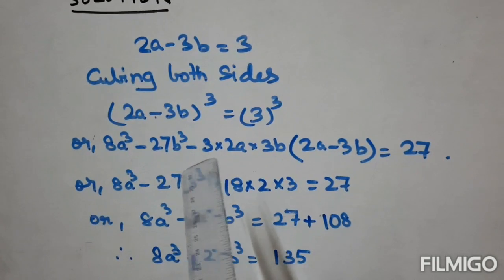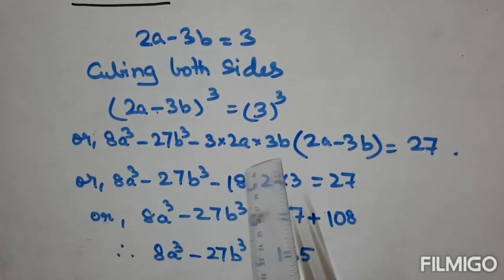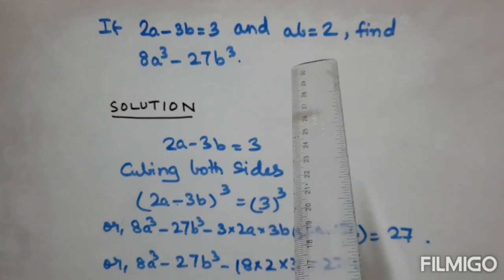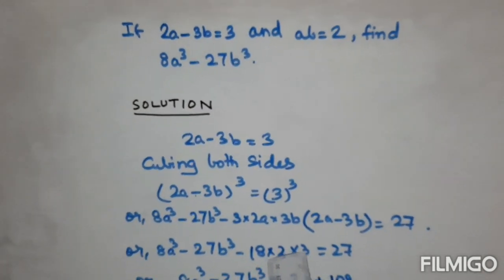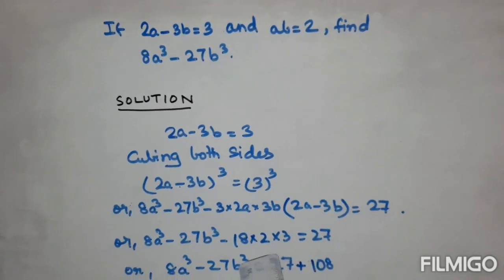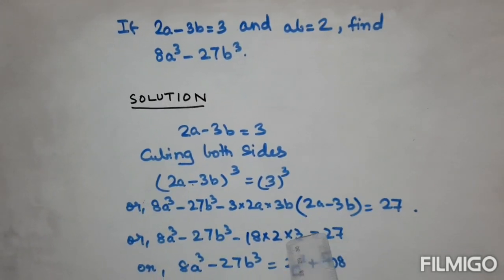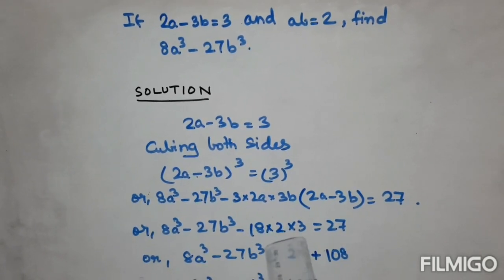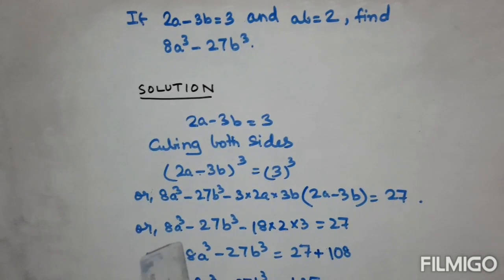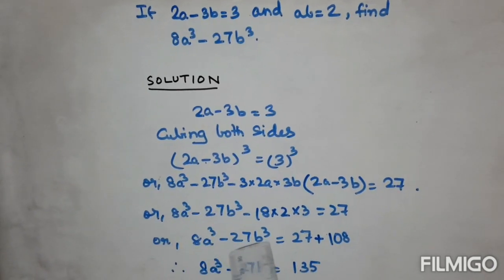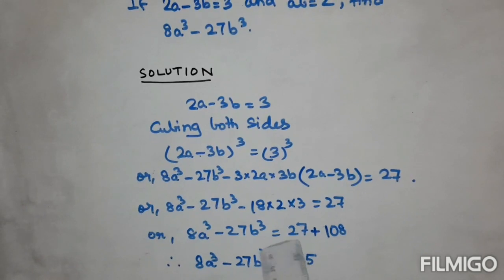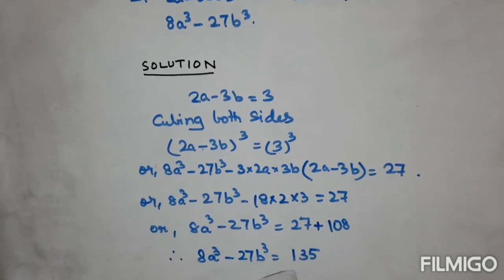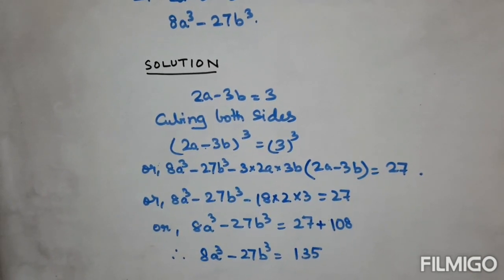Then we get 3 into 2 into 3, that is 18, ab. ab's value is given as 2. So we are going to place the value of ab, and 2a minus 3b is already given as 3. So substituting the values we get 8a cube minus 27b cube is equal to 27. We take this to the other side, so plus 108, that gives us 135.